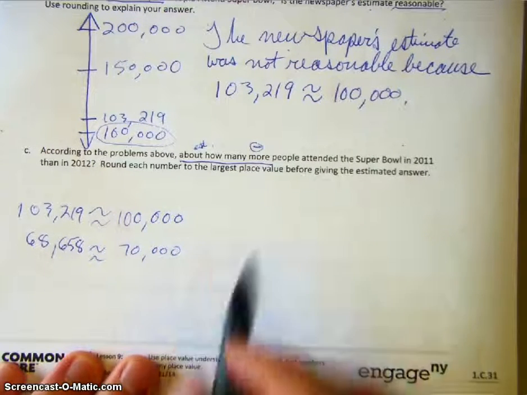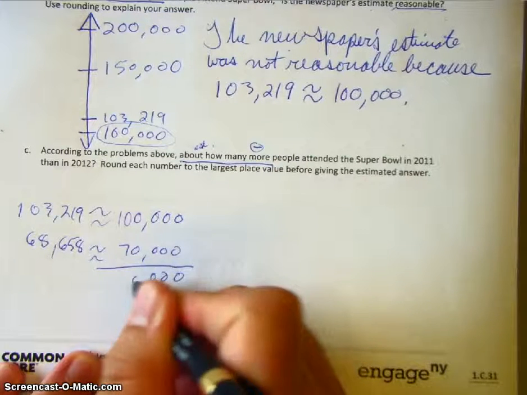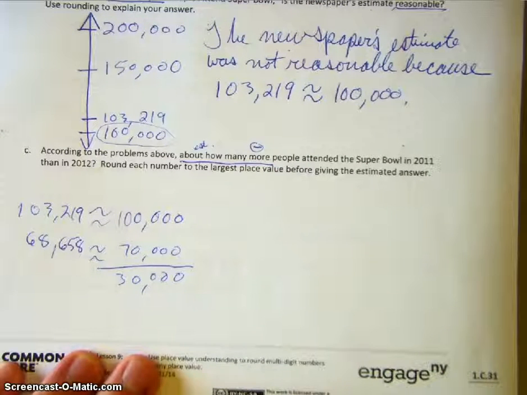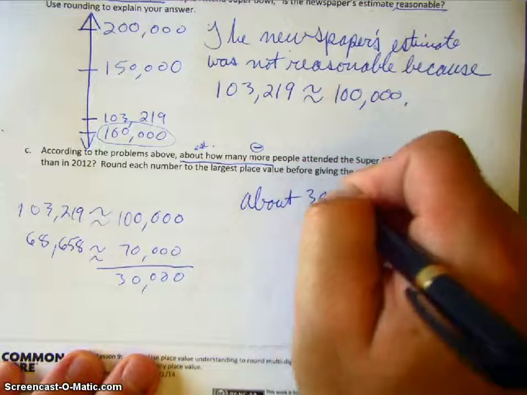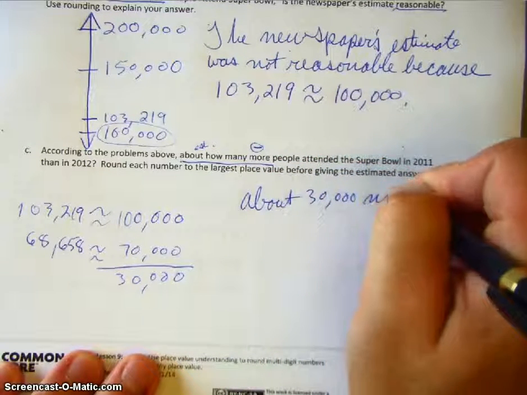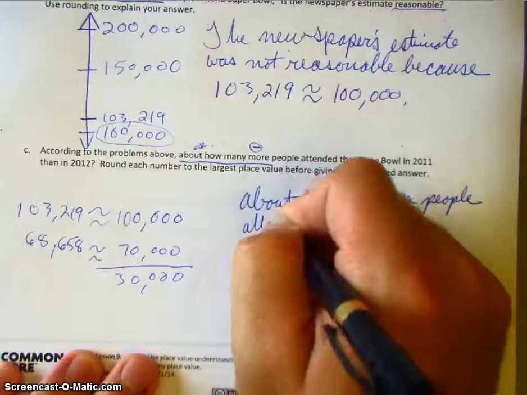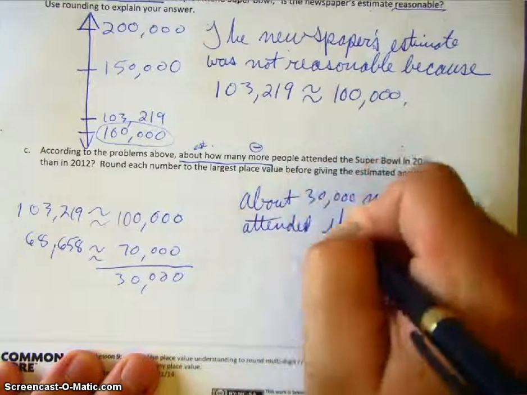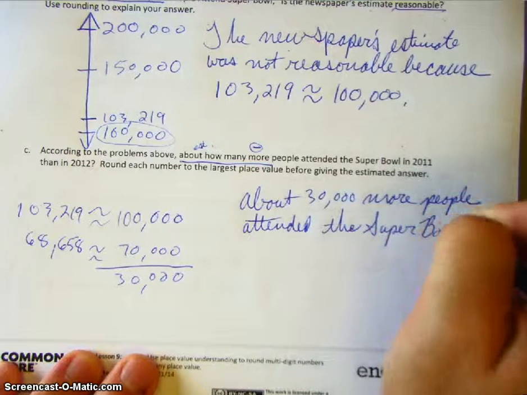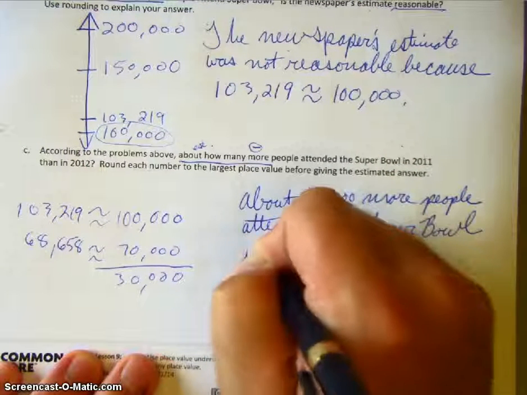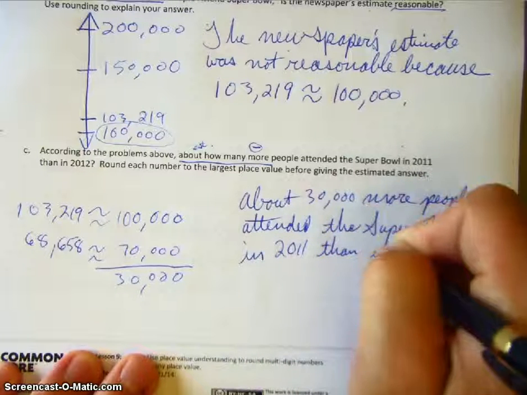So now how many more means to subtract. When we go to subtract these numbers, we can see that we have a difference of 30,000. So about 30,000 more people attended the Super Bowl in 2011 than in 2012.